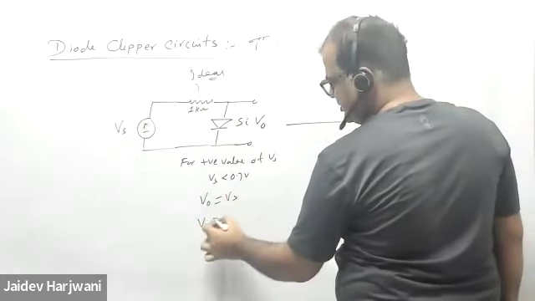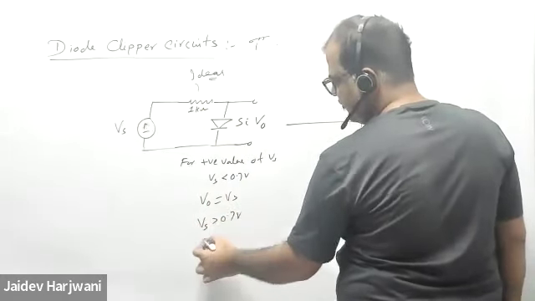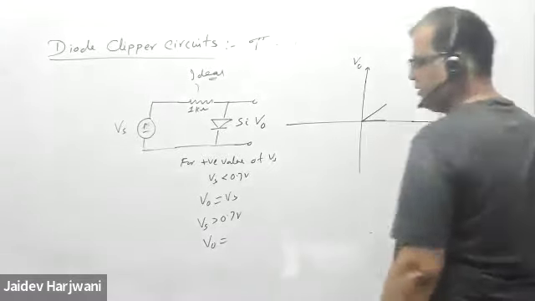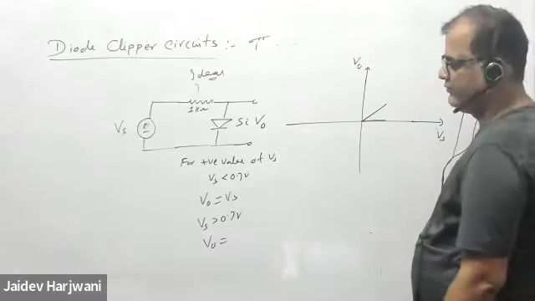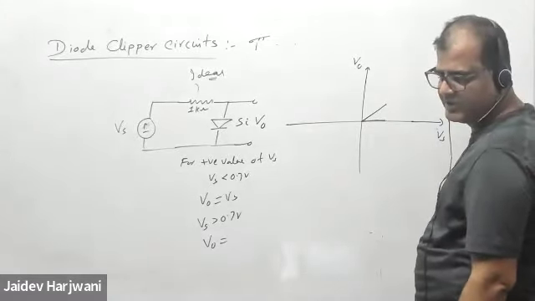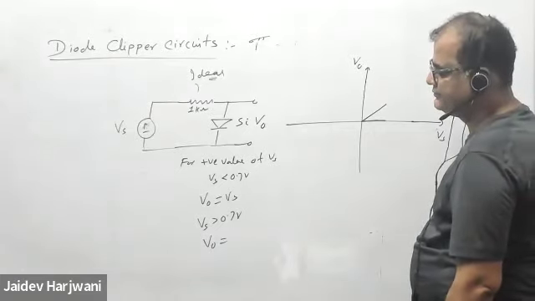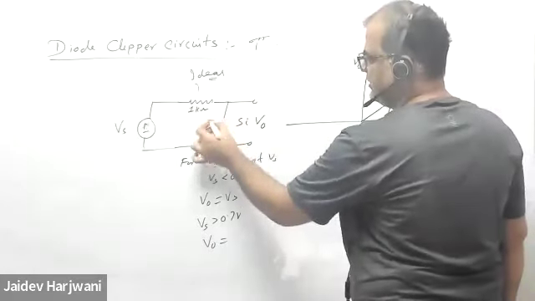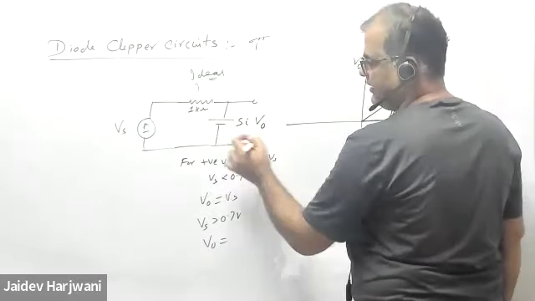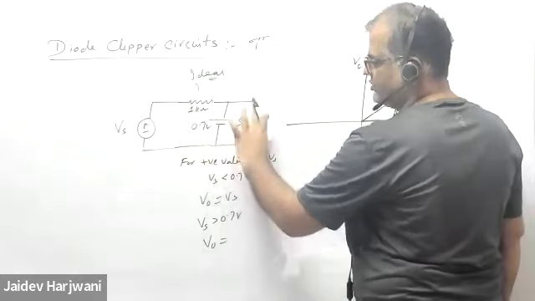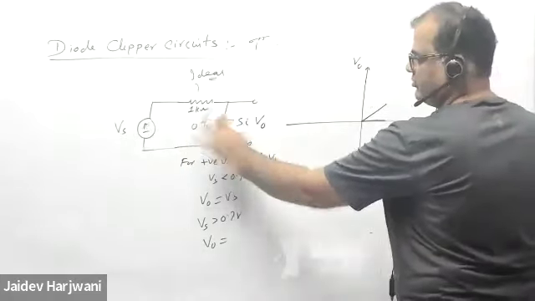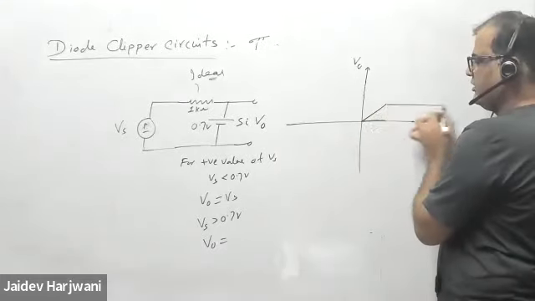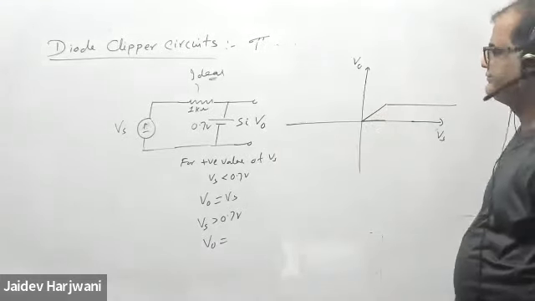When Vs is greater than 0.7, then the diode will be forward biased or reverse biased? Forward biased. Forward bias means it will be replaced by a battery of 0.7 volt. So V naught will be 0.7. It will always be fixed like this.